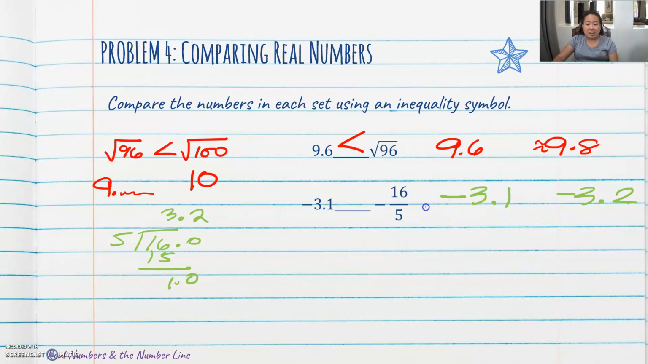And if you have negative numbers, the higher the value, the lesser it is. And so this number, negative 3.1, is greater than negative 16 over 5. Okay? So I have here the other two examples. I would like you to try it out on your own and write your answers here. Which one is greater than, less than, or equal to? Go ahead, try it out on your own.